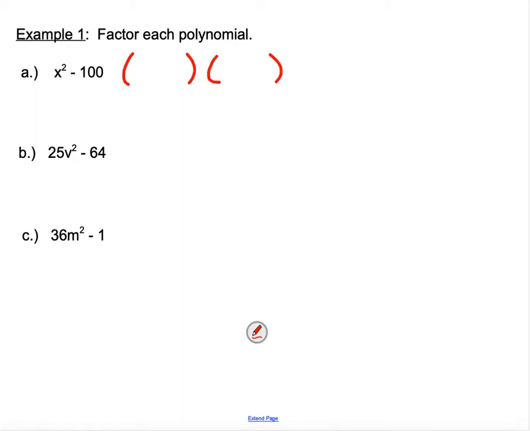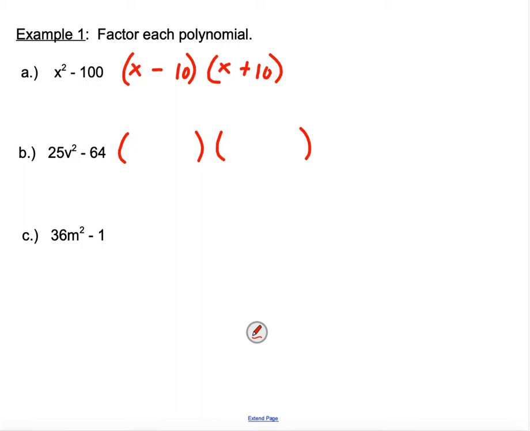What's the square root of x squared? It'd be x. What's the square root of 100? It'd be 10. And then one's a plus and one's a minus. Doesn't matter which one is which. You can have the other way around too. I could have said x plus 10 and x minus 10. All right, next one there.